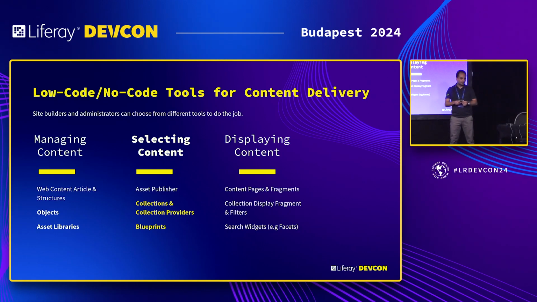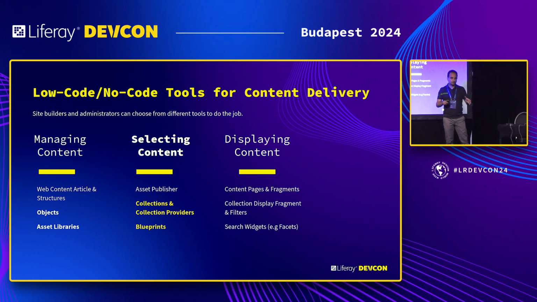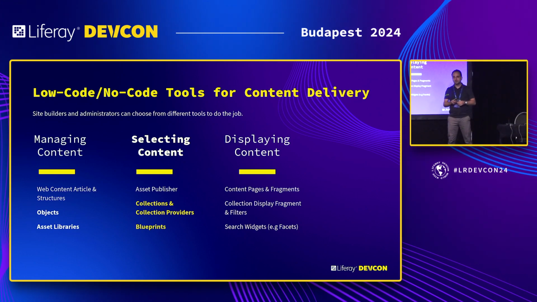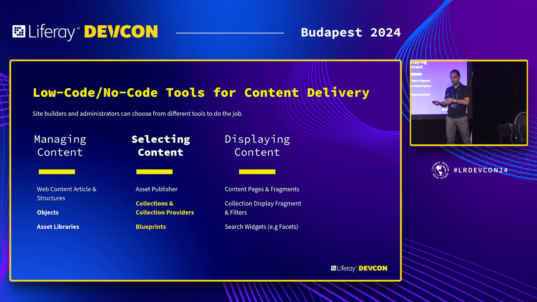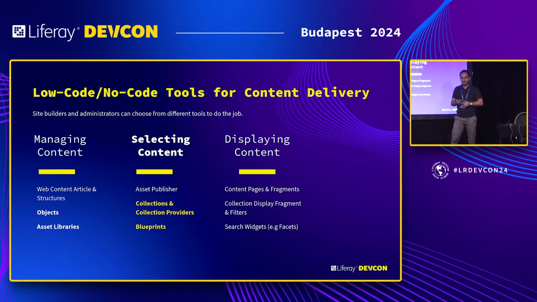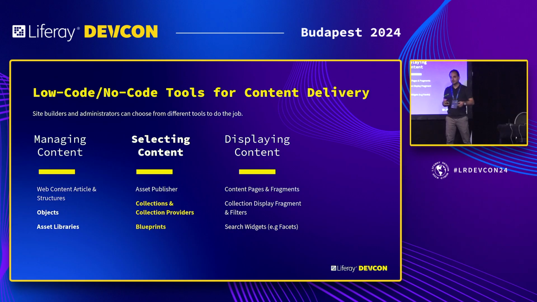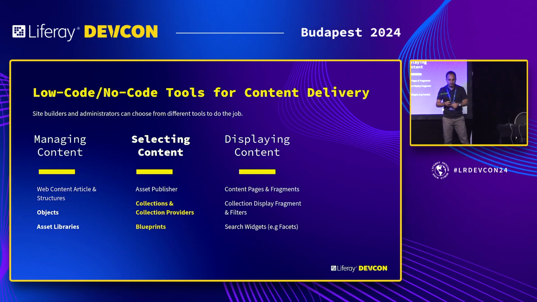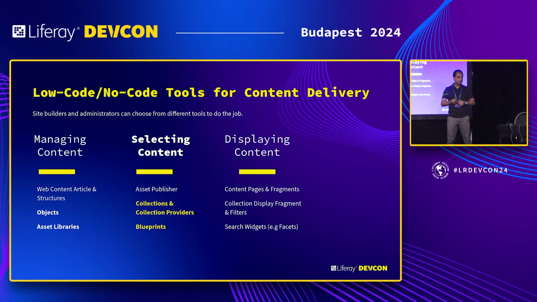across different sites. What is more interesting to this talk is the selection phase, where historically it was asset publisher, right? Nowadays, you can choose collections and collection providers. That's one of our guides today. And the other is blueprints, or search blueprints, which might be surprising to you that it falls into this category. But if you replace selection with querying, you already get the idea.